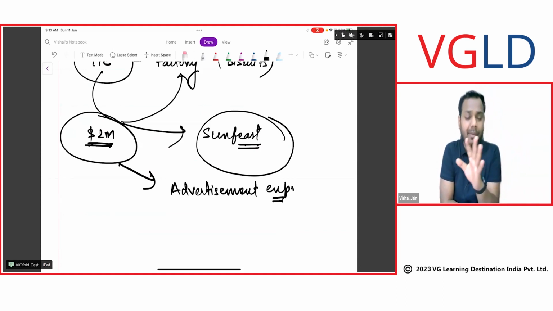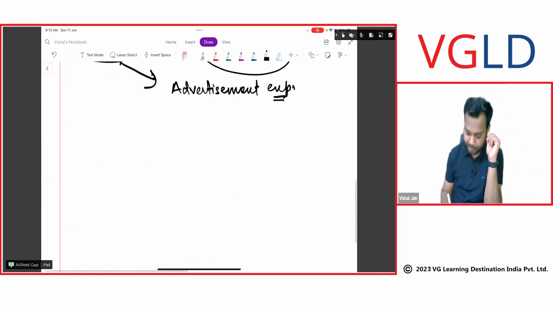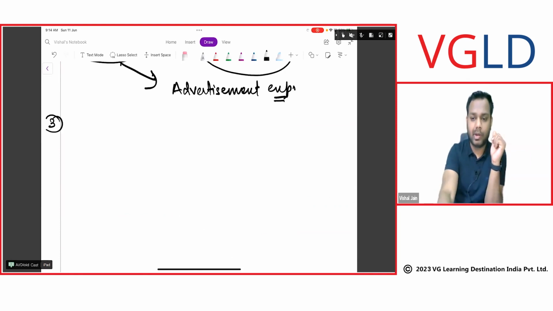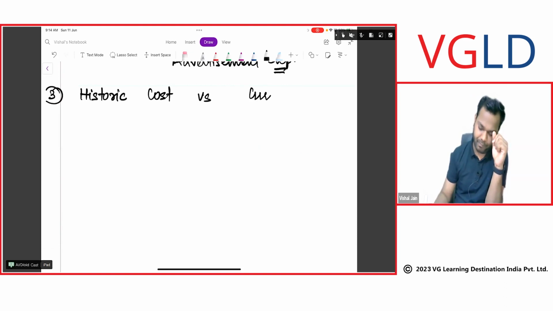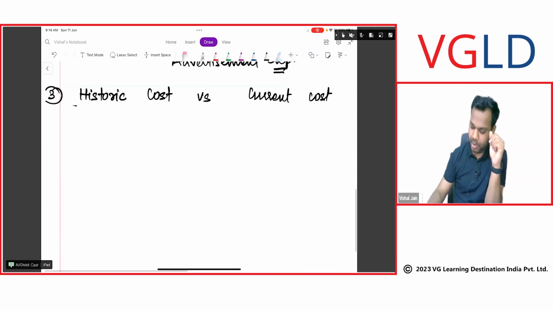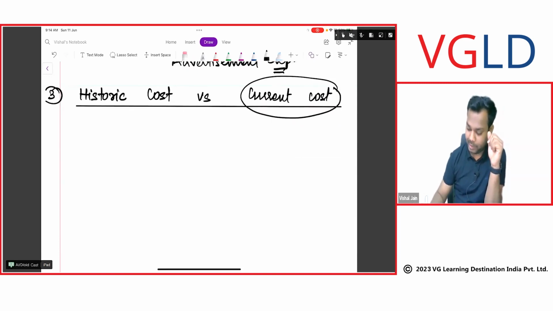Okay, is it clear? Now moving on to the third query. What was the third query? Just give me a minute. Difference between historic cost and current cost. Another name for current cost is replacement cost.